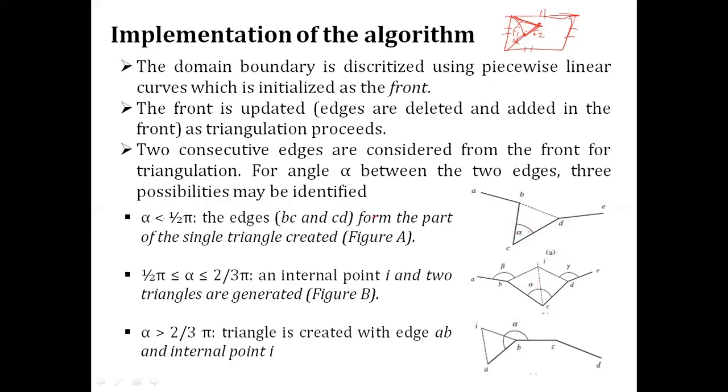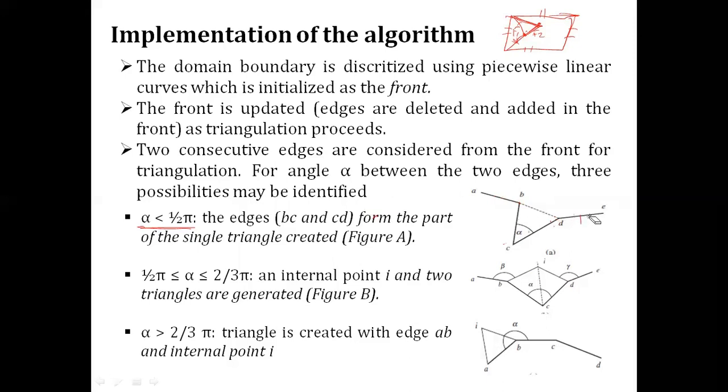The first assumption is that alpha is less than pi by 2, that is 90 degrees. This said that for this triangle, there are two fronts now, BC and CD. These two fronts can close themselves and form a triangle. Once you have formed a triangle, the front moves to AB and DE. This is the first scenario.